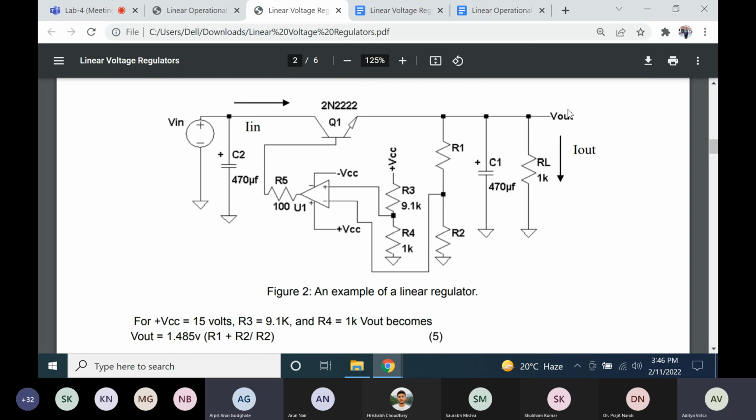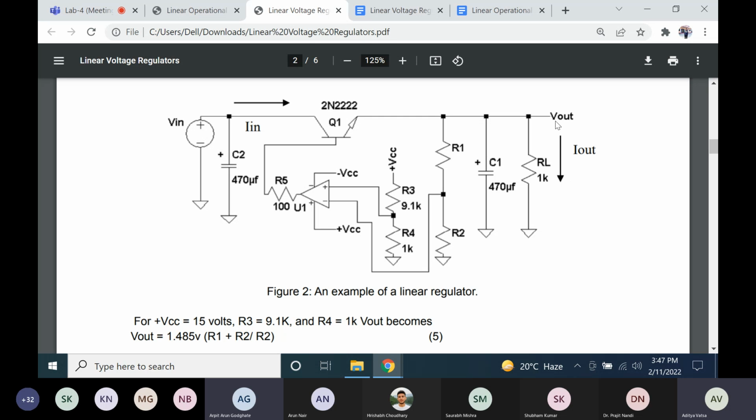This is V out. This whole bar is at a constant voltage V out. So we will see that this V out won't change depending on the load current. It will not depend on I out, or we will say it will not depend on RL, the load resistance.